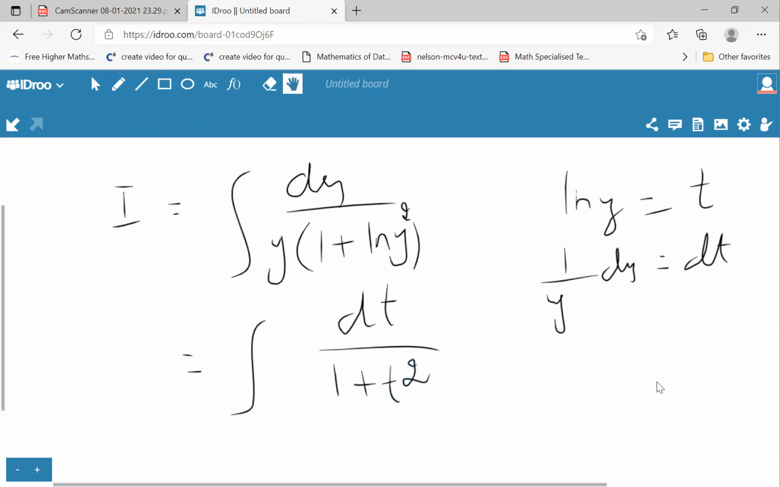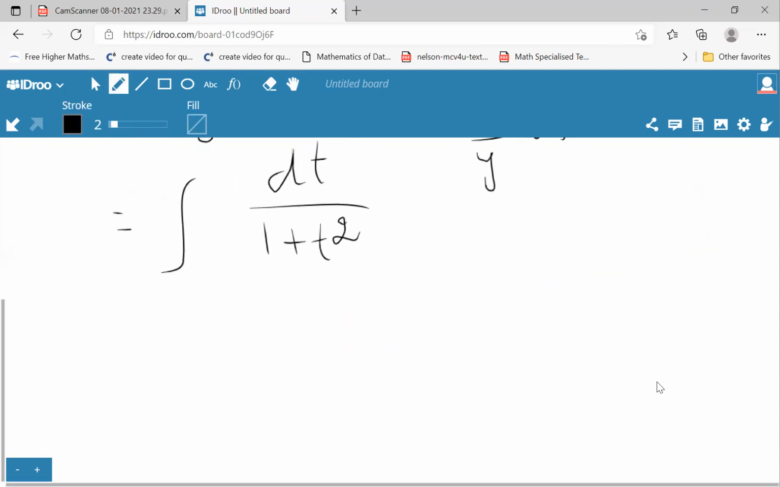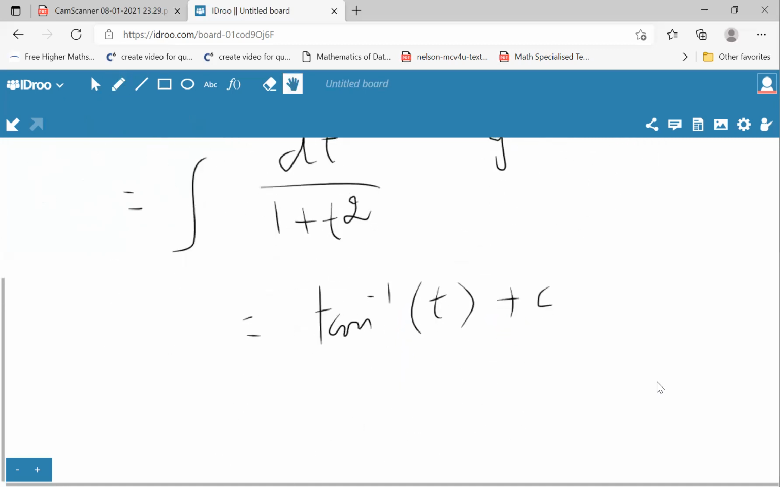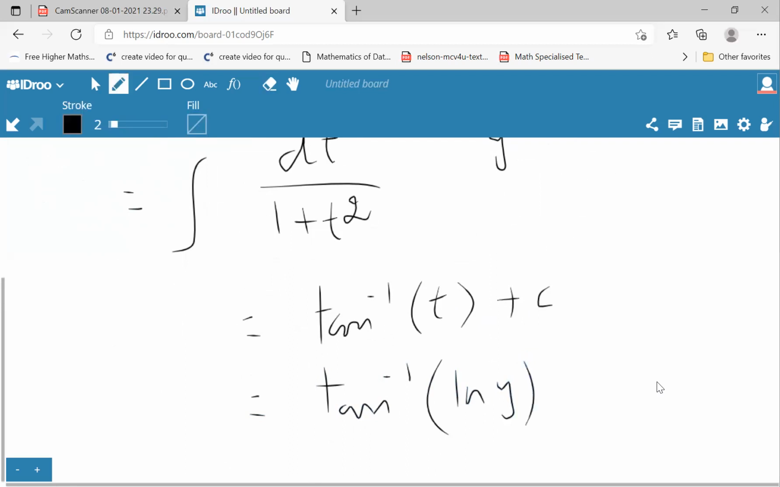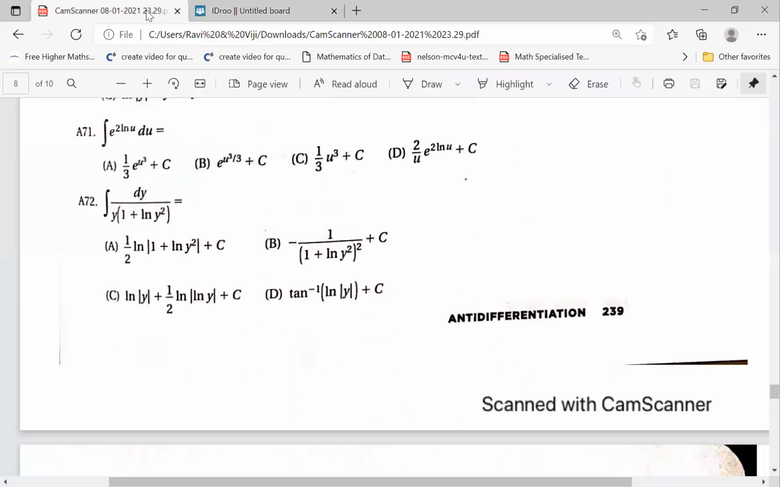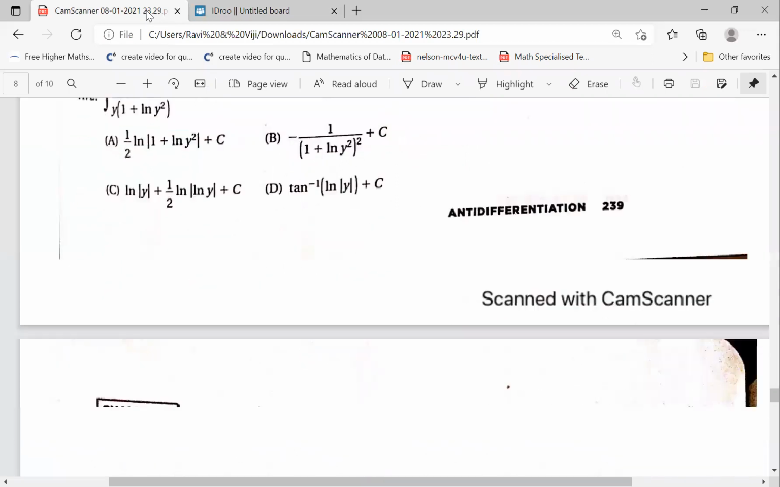This is of the form integration of dx by x squared plus a squared, which is nothing but 1 by a tan inverse of x by a plus c. So this would give you tan inverse of t plus c, because a is 1. Now what did we take t as? ln y. So this is equal to tan inverse of ln y plus c. So you can see option D is the correct answer. Tan inverse of ln y plus c is the correct answer.